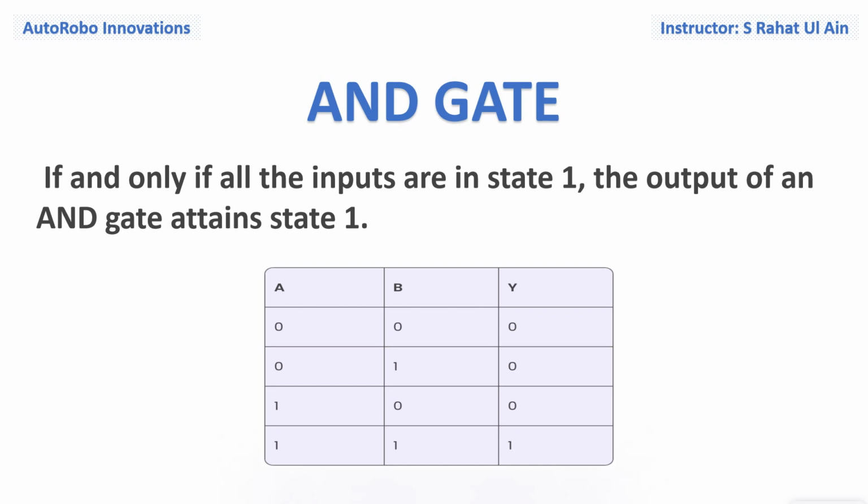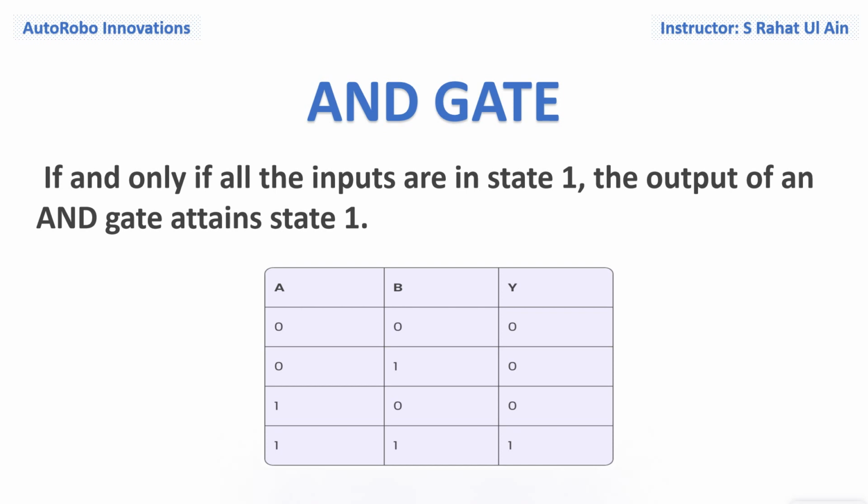If only A is on and B is off, then the output will not be on. Or if only B is on and A is off, then also the output Y will be off. So for output Y to be on, both the inputs, that is A as well as B, should be on, and then only Y will be on.